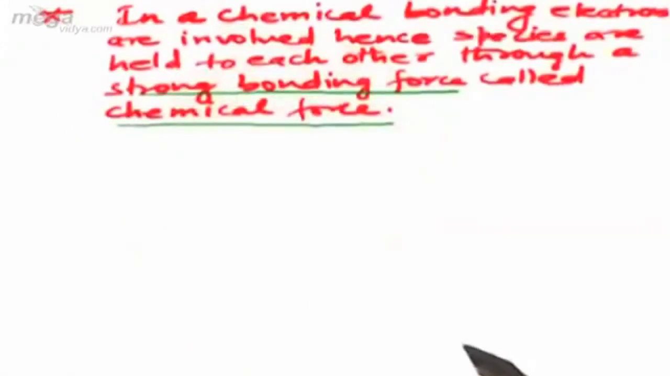Now similarly, in case of chemical bonding, the species are held through a strong bonding force which we call chemical force. So in case of a chemical bond, electrons are involved, hence species will be held to each other through a strong bonding force and the force will be called a chemical force. So in physical bonding, no electrons are involved. In chemical bonding, electrons are involved. Second, in physical bonding, there will be weak bonding force between the species, that is van der Waals force, whereas in case of chemical bonding, we will be having a very strong bonding force, that is chemical force.